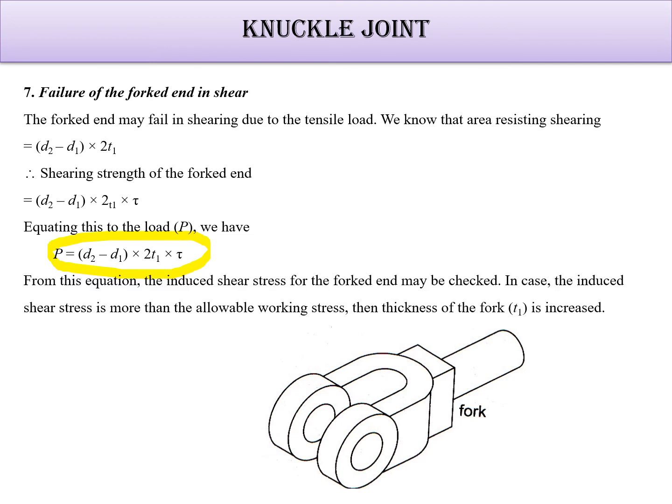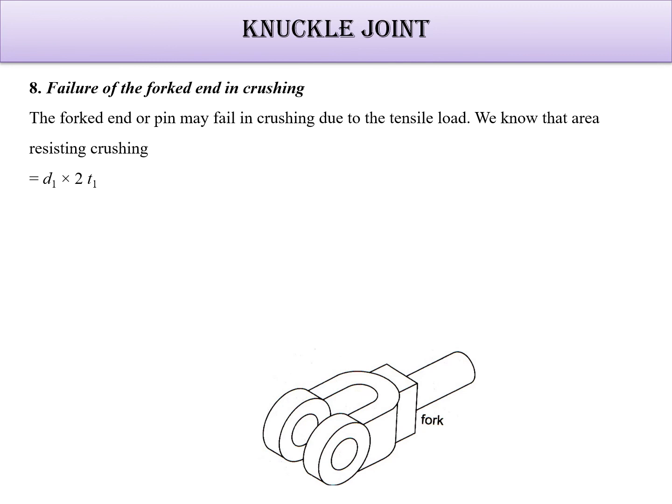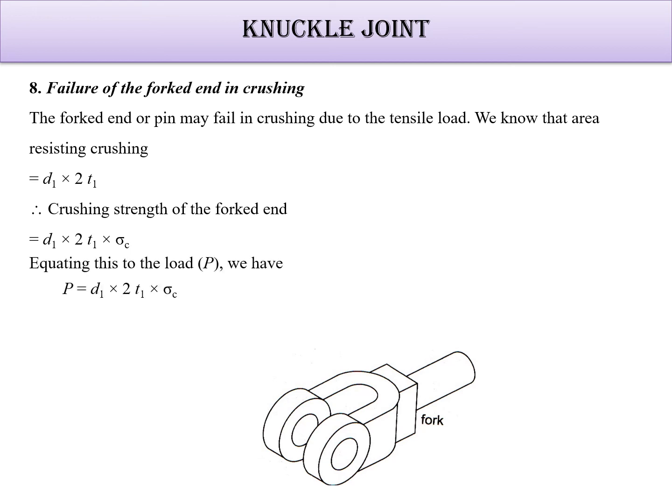If you get this in the exam, love it to have. Now the failure of the rod in crushing: same d1 into 2 times t1. In the single eye we use t1 and here 2 times t1. Everything is the same. So this is how you can design it. Just write all this down on paper and you will easily understand this part. So P is equal to d1 into 2 times t1 into sigma c. This is how we can design for crushing stress. Okay, thank you.